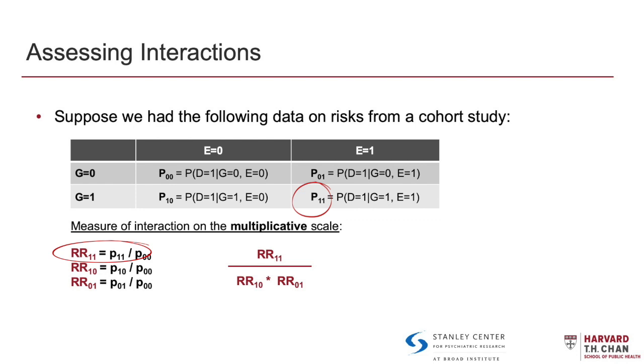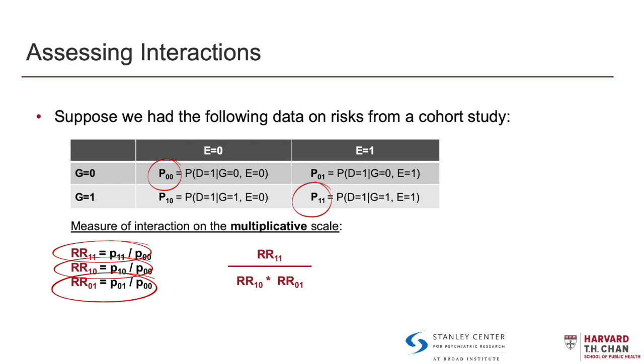So the risk ratio for the environmental risk factor would be RR01, and then the risk ratio for the genetic risk factor would be RR10. All we are doing is taking the individual cells, the probability of a disease, and dividing it by the underlying risk, or the risk in the absence of both exposures, which is P sub 00.